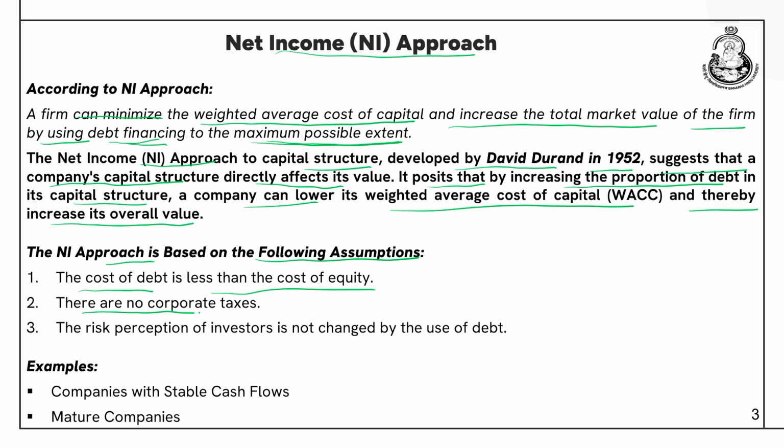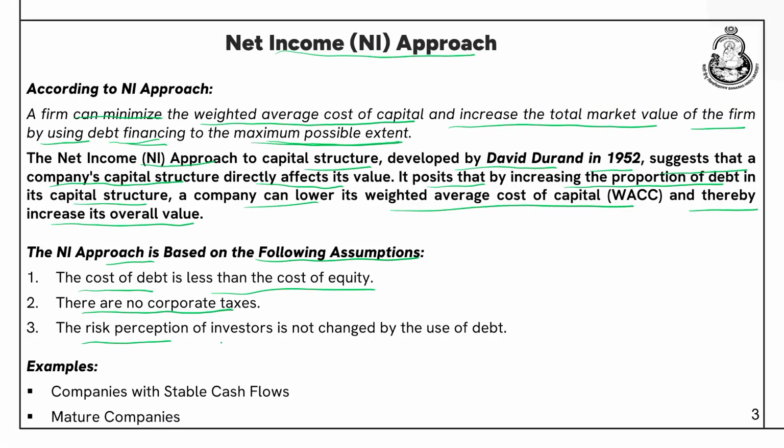There are no corporate taxes. Obviously, this is not true in the real world, but this is the assumption under which this theory works. So, we take it there are no corporate taxes, and the risk perception of investors is not changed by the use of debt. Again, this is an assumption which might not hold true in the real world, but it says that if the proportion of debt increases in the capital structure, the risk perception of investors, whether debenture holders or equity shareholders, is not changed. But obviously, this will not be applicable in the real world, right. But under this theory, we are assuming this.